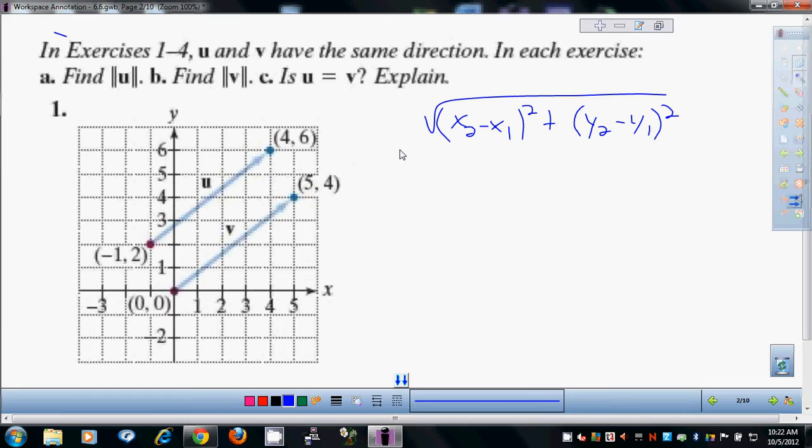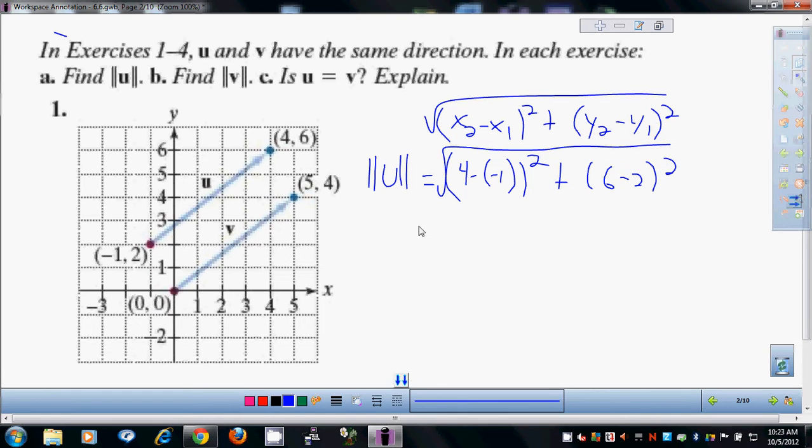So, for the first vector, vector u, that little double absolute value means magnitude or length. We're going to find the length of u. Let's see, x2 minus x1 squared plus y2 minus y1 squared. 5 squared, 4 squared. So is that square root of 41? Yes, it is.